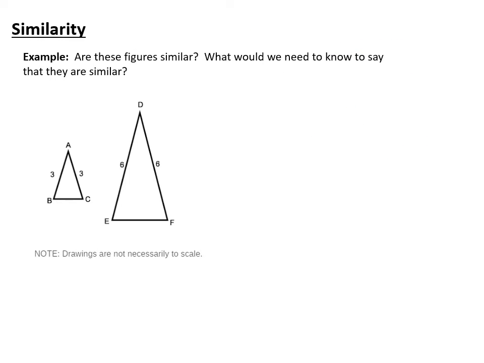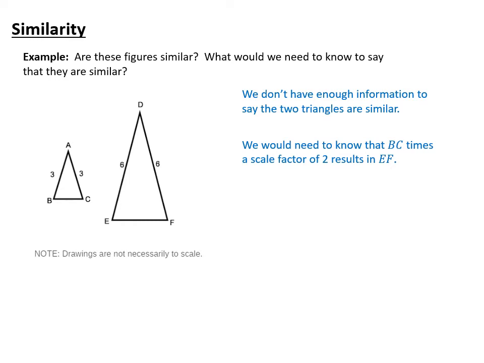Are these figures similar? What would we need to know to say that they are similar? Well, we actually don't have enough information to say the two triangles are similar. We need to know at least one more side. We need to know that BC times a scale factor of 2 results in the side length of EF. If we have that, then we know that they're similar.